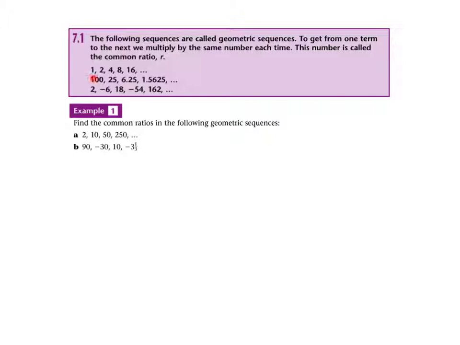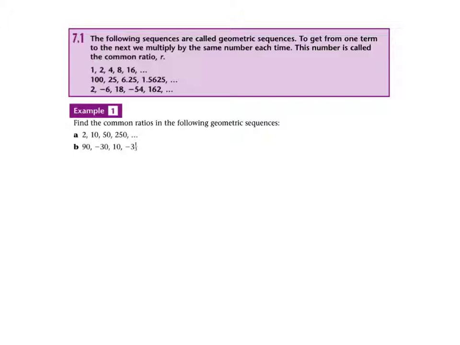If we look at the next one, 100, 25, 6.25, 1.5625, we're dividing by 4 each time. So the common ratio would be 1/4. We're multiplying by 1/4. This common ratio doesn't always have to be positive. If it's negative, it has the effect of making the sequence go positive, negative, positive, negative. So we get this example like this: 2, -6, 18, -54, 162. So each time we're multiplying by -3, so the common ratio is -3.